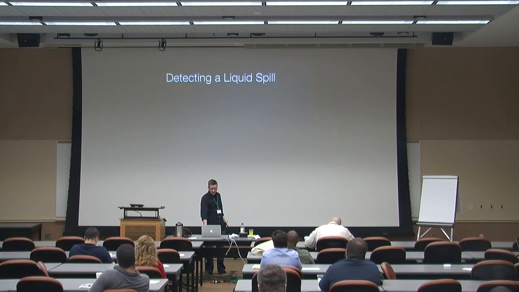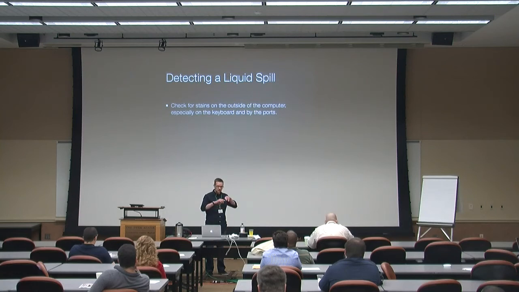So detecting a liquid spill, you can check for stains on the outside of the computer, especially by the keyboard and by the ports. Another place is actually by the rear vent. A lot of times you'll have liquid on the desk that will seep into the back. You want to inspect the logic board for stains or corrosion, because if the logic board's toast, that and the display are the most expensive parts in the machine. So it's not really worth fixing if either of those got hit.